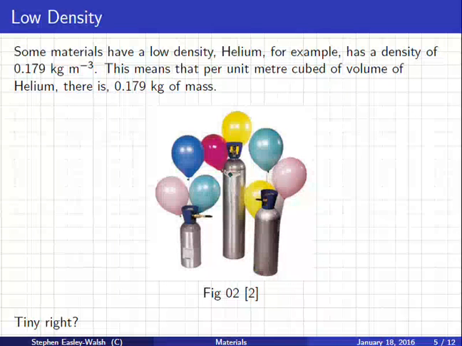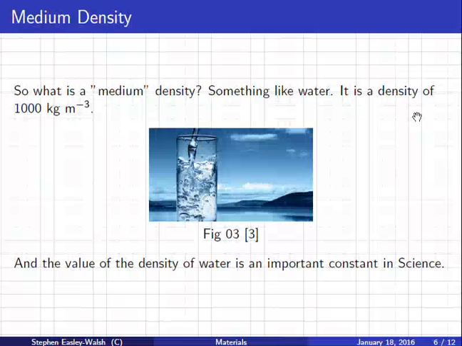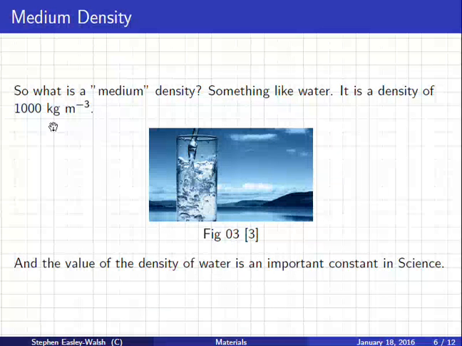What's wrong? What did you get? Give me a number. 1,932,000. Leave me alone for a minute, I'll type this in. 10 to the power of minus 2 cubed times 1,932,000 equals 19.32 grams per centimeter cubed.